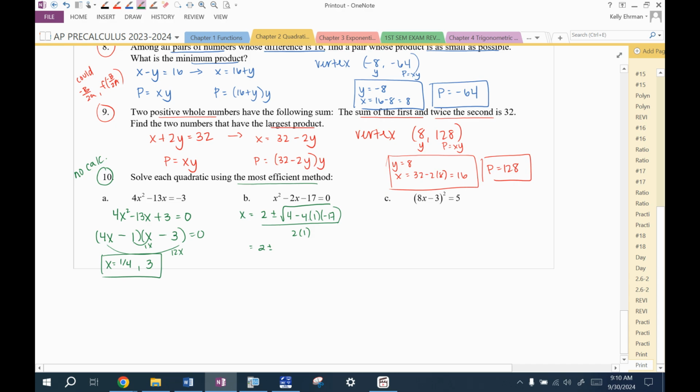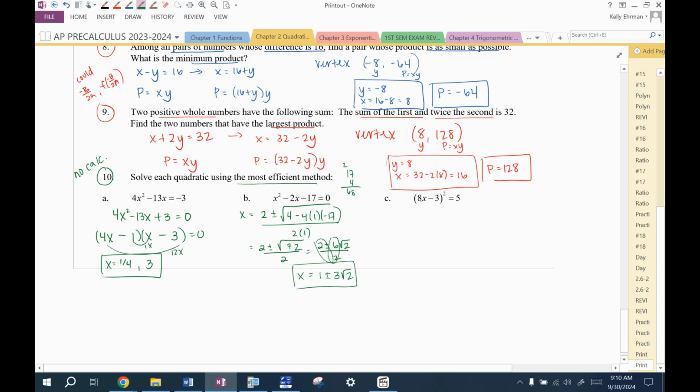2 plus or minus, so negative 4 times negative 17 is going to be positive, and it's positive 68. So I have square root of 4 plus 68, which is 72. Simplify that. 72 is 36 times 2, so plus or minus 6 radical 2. And if you can divide all three of these outside numbers by something, then you do. So if you divide everything by 2, you get x equals 1 plus or minus 3 radical 2.